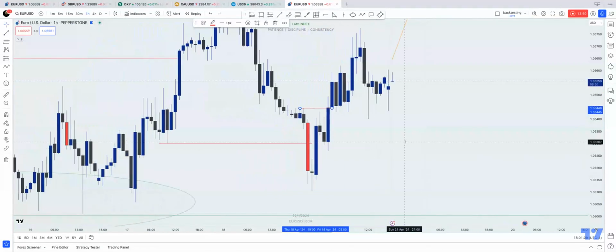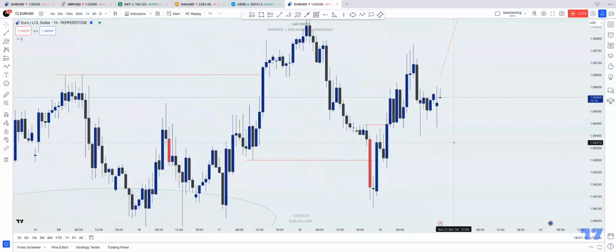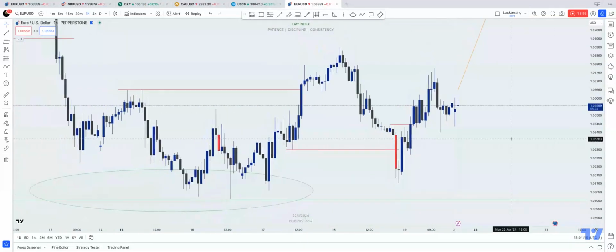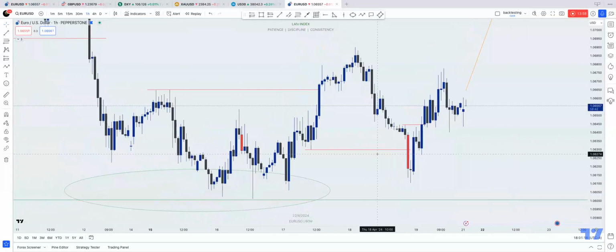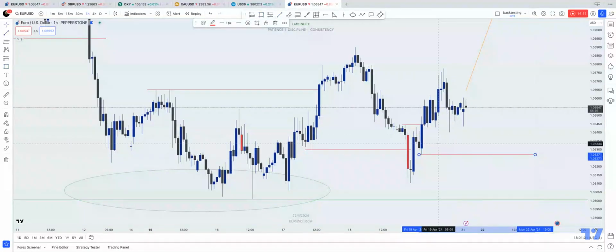Now, we should be expecting price to maybe sweep this liquidity, right? Before giving us a reaction.